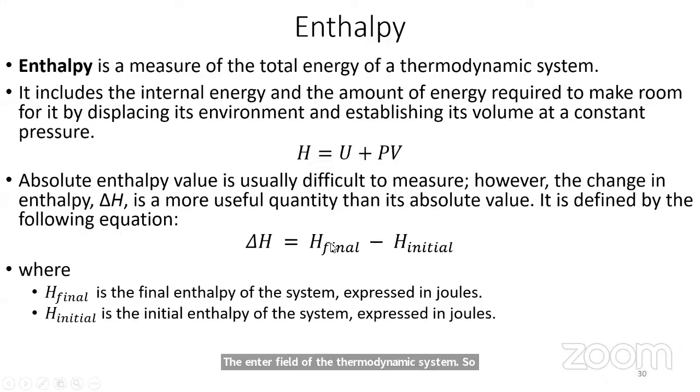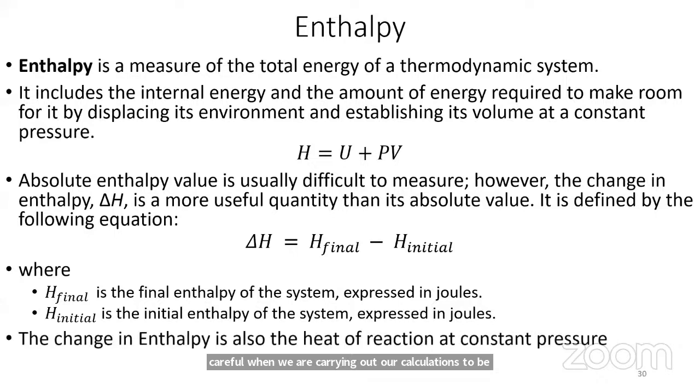So your H final is the final entropy of the system expressed in joule. Also, your H initial is the initial entropy of the system. Both of them are expressed in joule. So we have to be careful when we are carrying out our calculations to be sure that both carry the same units. The change in entropy is also the heat of reaction at constant temperature. So your change in entropy can also be the heat of reaction at constant temperature. This is the heat absorbed at constant temperature.